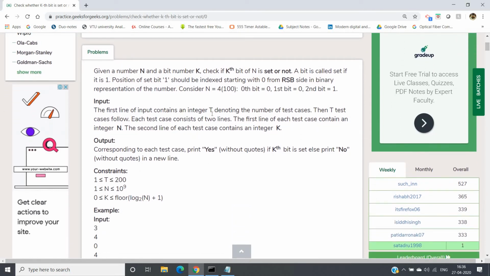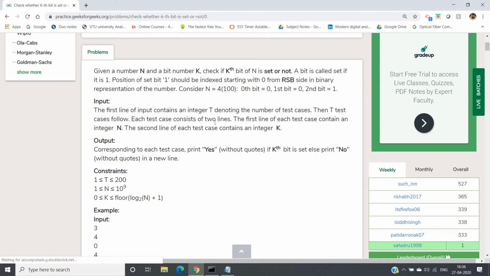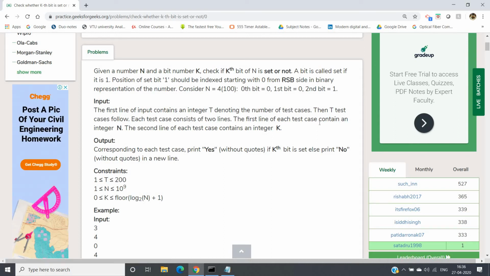The first line of the input contains an integer t denoting the number of test cases. Then t test cases follow. Each test case consists of 2 lines. The first line of each test case contains an integer n and the second line contains the integer k. At that position we have to check whether it is set or not. Corresponding to each test case, print yes without quotes if the kth bit is set, else print no.